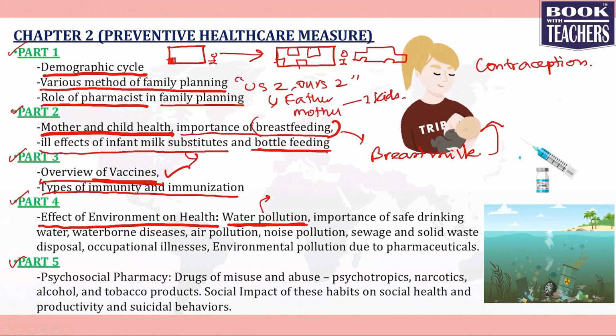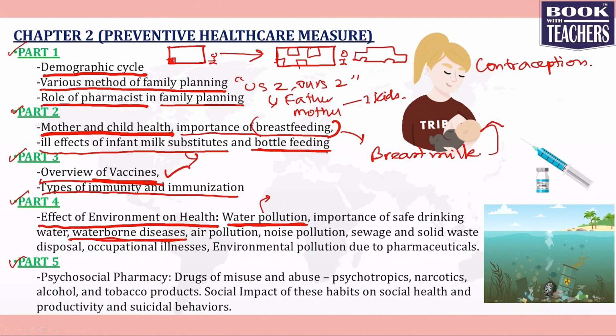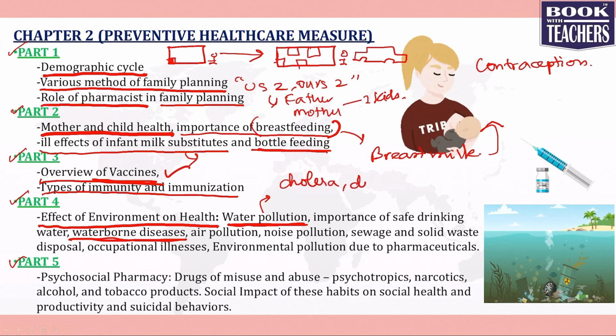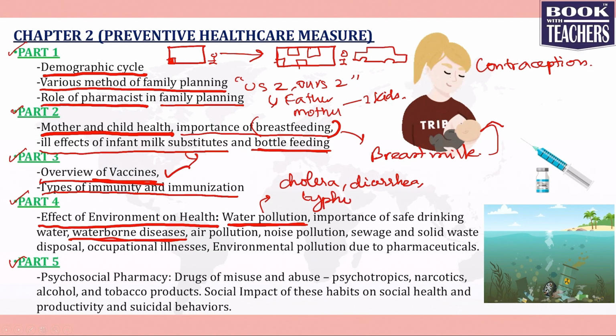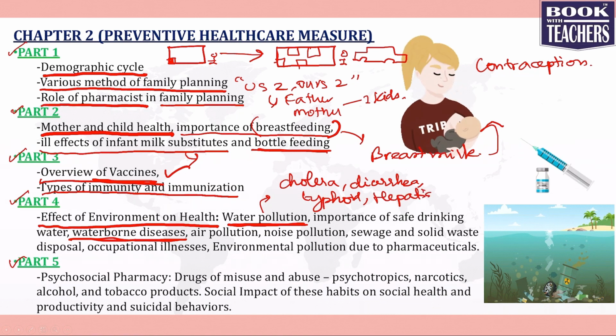Okay, so now what are these waterborne diseases? These are diseases which occur because of bad water or contaminated water. So this can be like cholera, it can be diarrhea, it can be typhoid, hepatitis, etc. So all these waterborne diseases we'll be learning as well. And not only water pollution, we'll also be learning about air pollution, noise pollution, and others.